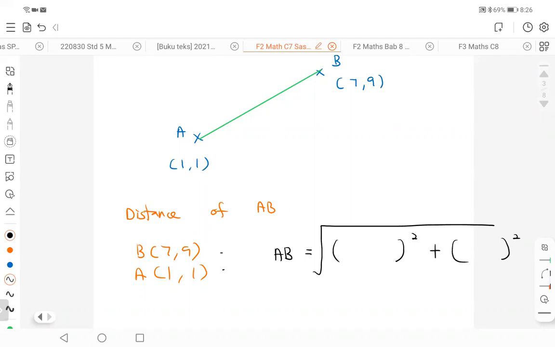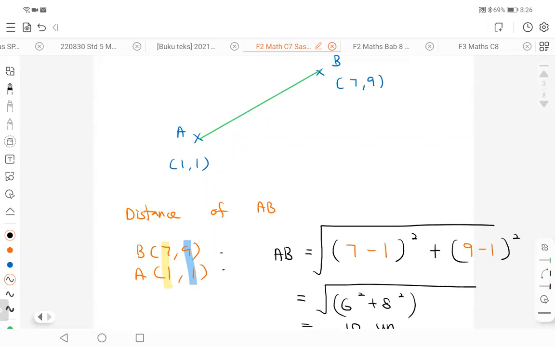Get this done first. After that, you follow the coordinates, going by column, then you insert 7 minus 1. Next column, 9 minus 1. Then you can just use a calculator to help you get the answer. This is how you do it: 6 square plus 8 square, then you get the answer, 10 units. If you follow this technique, then surely you will get the answer.